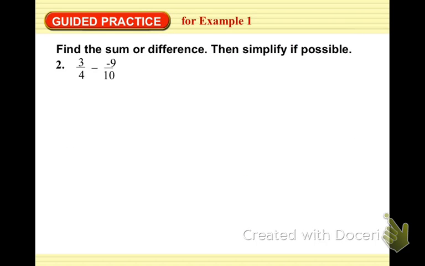So give this a try. 3/4 minus a negative 9/10. So if we get a common denominator of 20, we could rewrite equivalent fractions. 15 over 20 minus a negative 18 over 20. Then write your sum or difference over the denominator. So 15 minus a negative 18, remember that that's like adding the opposite of a negative 18, or adding 18. So 15 plus 18 is 33 over 20.